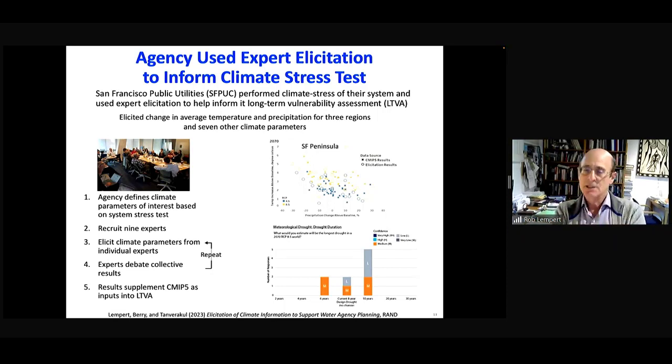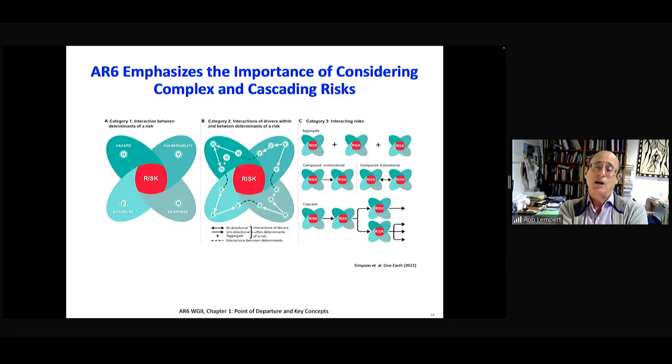So again, this emphasizes both the specificity of the information often needed for the decision, and the idea that the climate science community often has lots of information that is decision relevant, but may not be in a formal climate model ensemble. And then just touching on this, which Linda had also mentioned, the idea emphasized in AR6 of complex and cascading risks. First, this is the risk propeller, which now has an additional blade, which is risks that are created by human responses to risks.